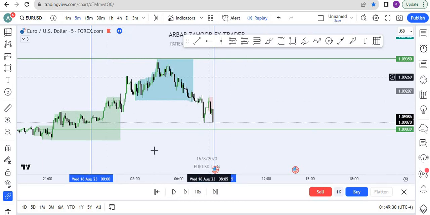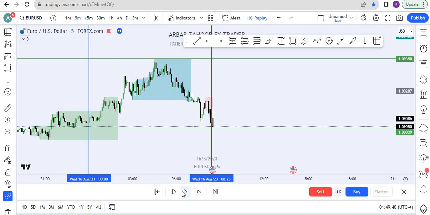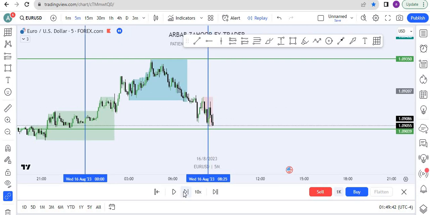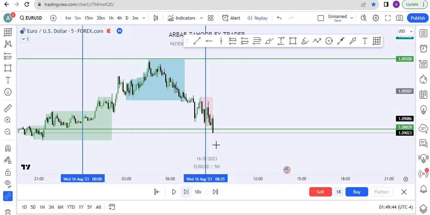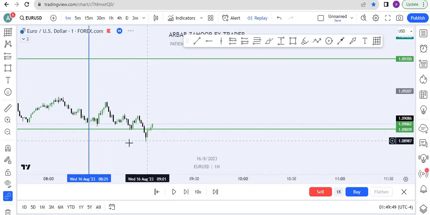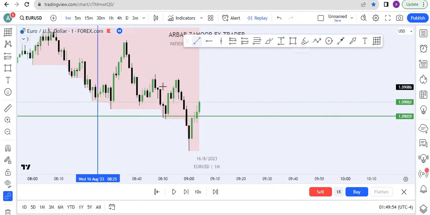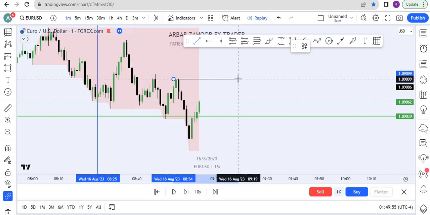I mark out as per our rules. So let's see, this is our 825, New York is open. We wait for the price to take out the low of the day, and then we will shift to our lower time frame. Once it takes out, then we shift to the 1 minute time frame and wait for a market structure shift. Okay, in this case we have this one.